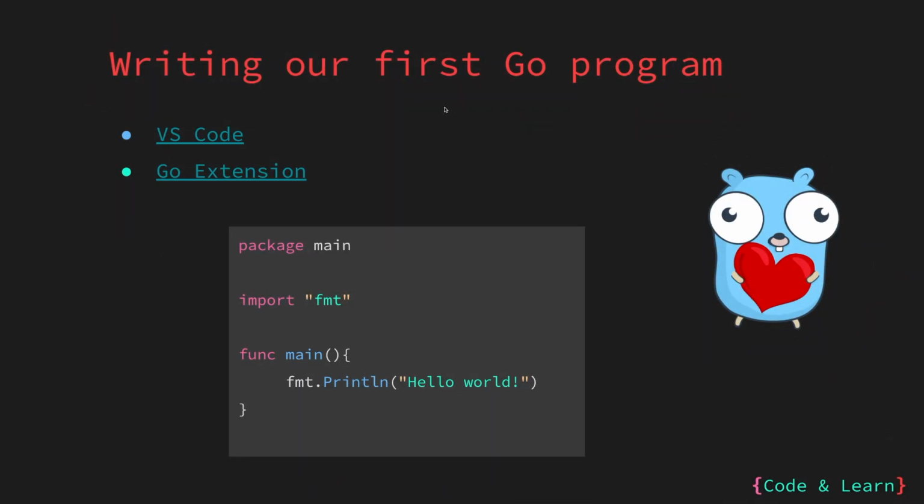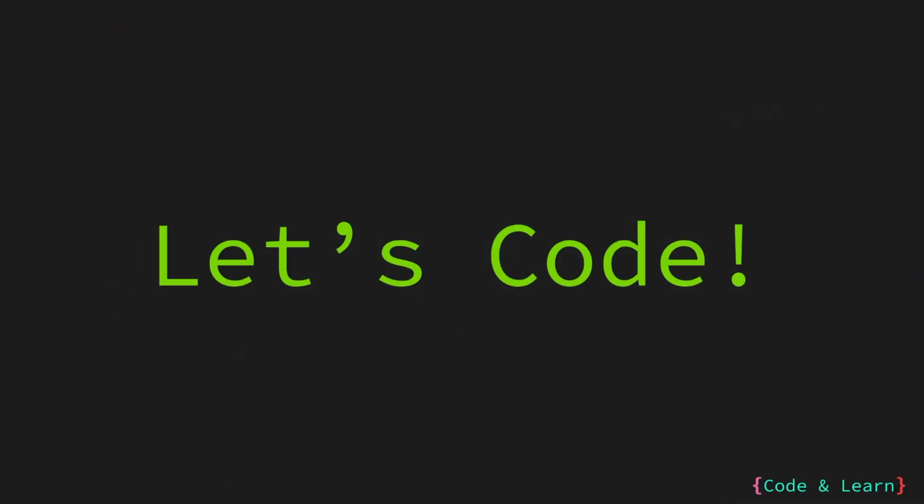We will also write our first program in this lesson. For IDE, or integrated development environment, I'm going to use VS Code. VS Code is free of cost. There are other paid IDEs like GoLand. If you like, you can install that too. But for our course, we are going to use VS Code with the Go extension. The first program we are going to write is just a simple program printing hello world to the console. So without wasting any time, let's go to the code.